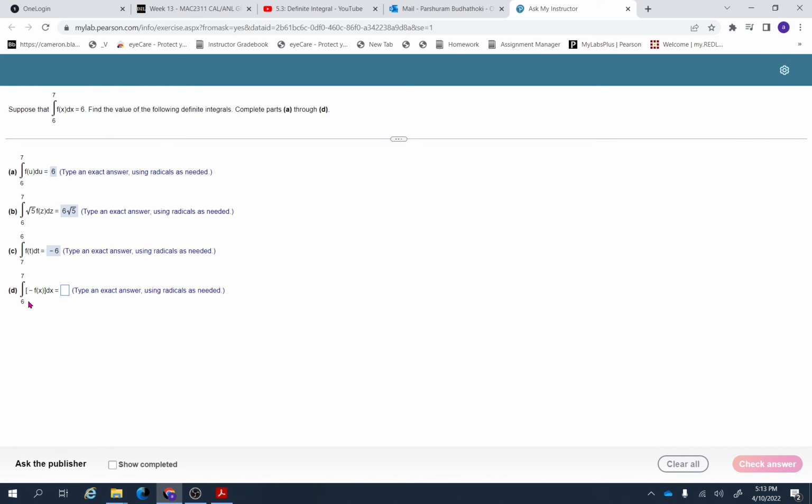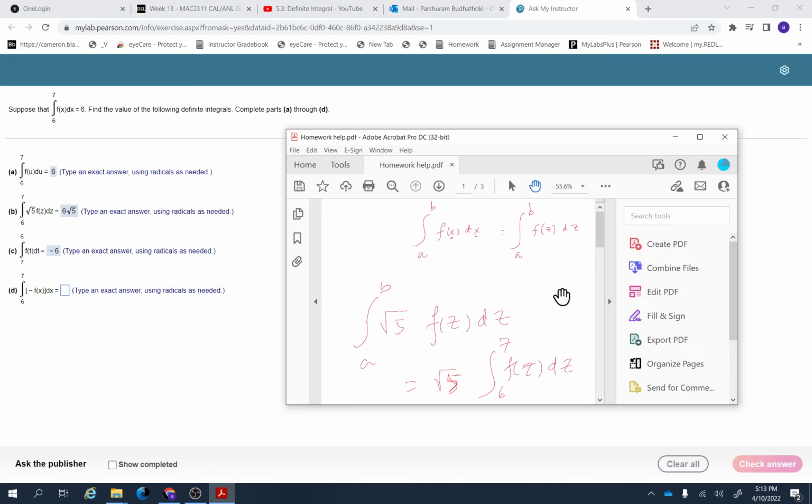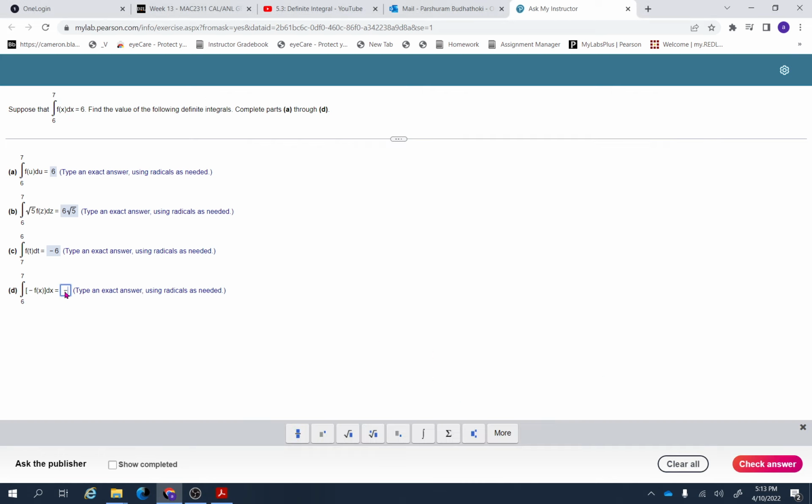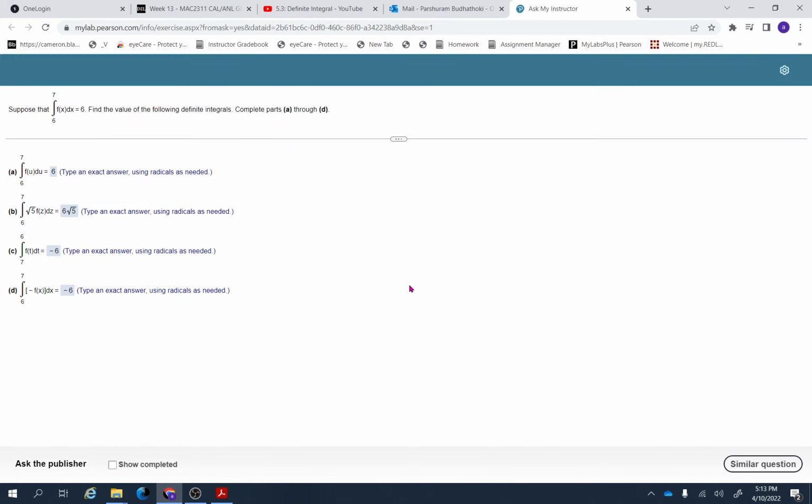And now here you can see that there is a negative f of x dx. You can treat this negative as a negative 1, so you can bring this negative 1 outside, and this is the same as the property with square root of 5, which you bring outside. Instead of square root of 5, you have negative 1, so you bring that negative 1 outside, and that will give you negative 1 times the integration of f of x from 6 to 7. So that would be negative 6 again. Okay, that's all.